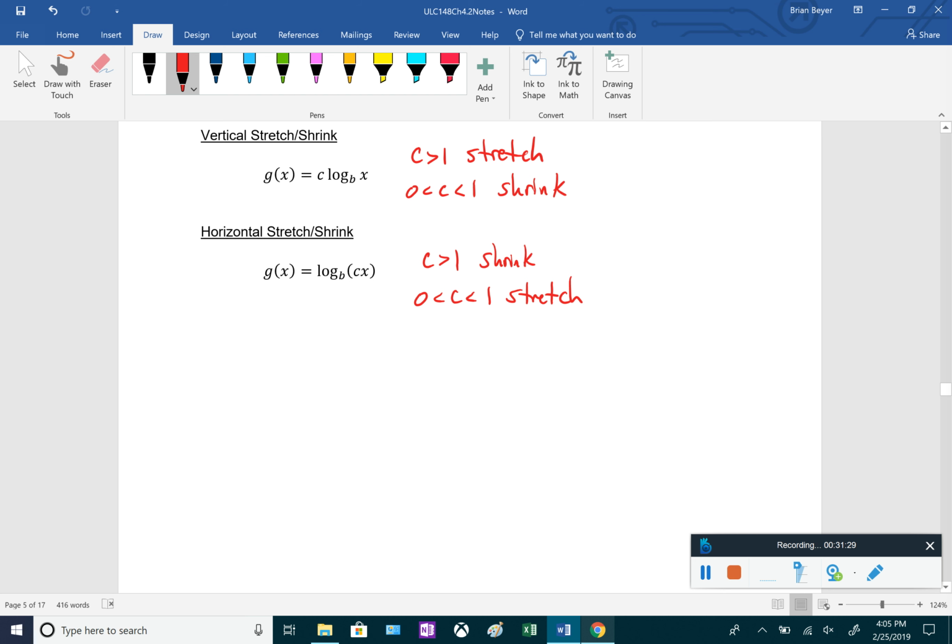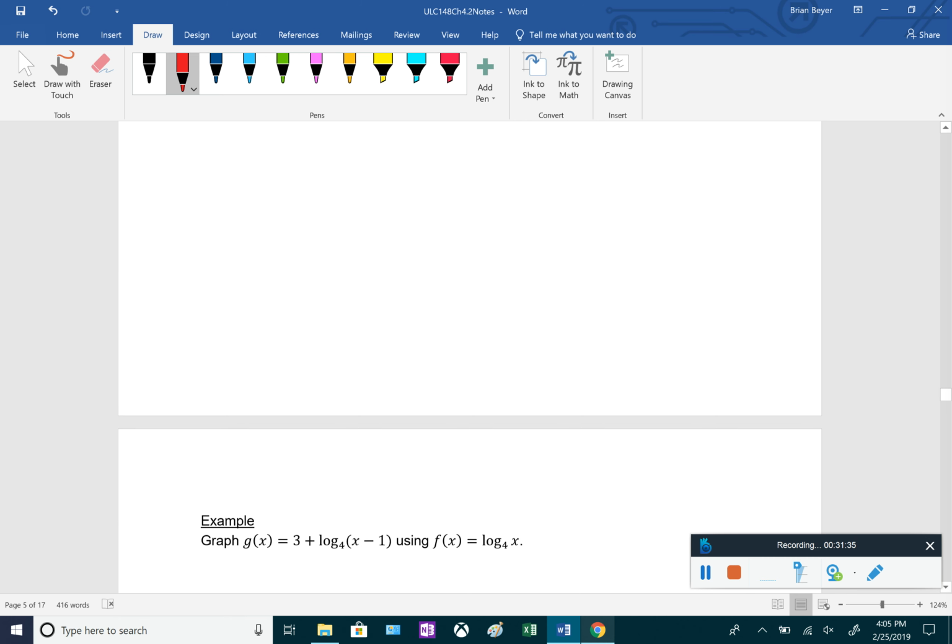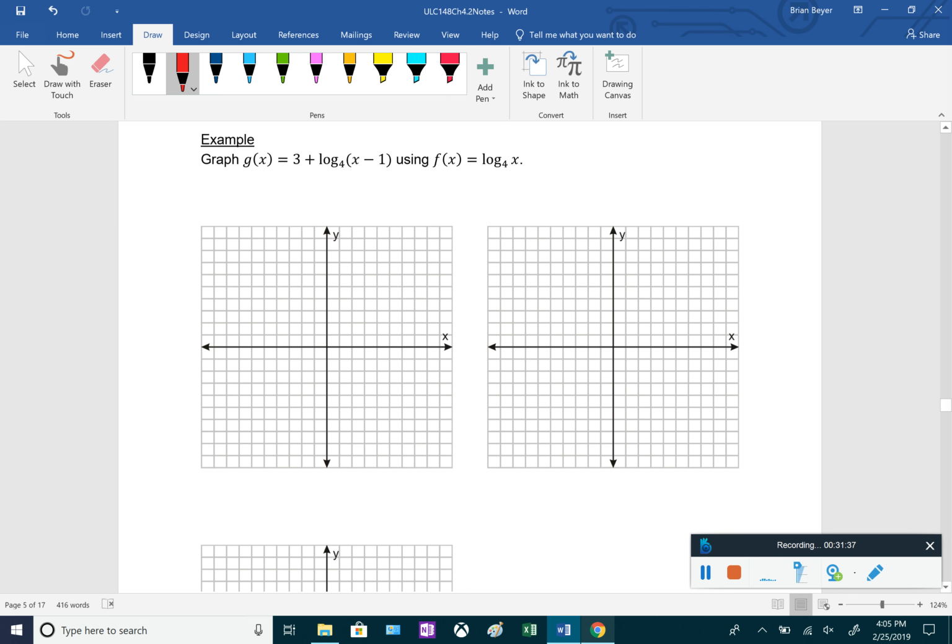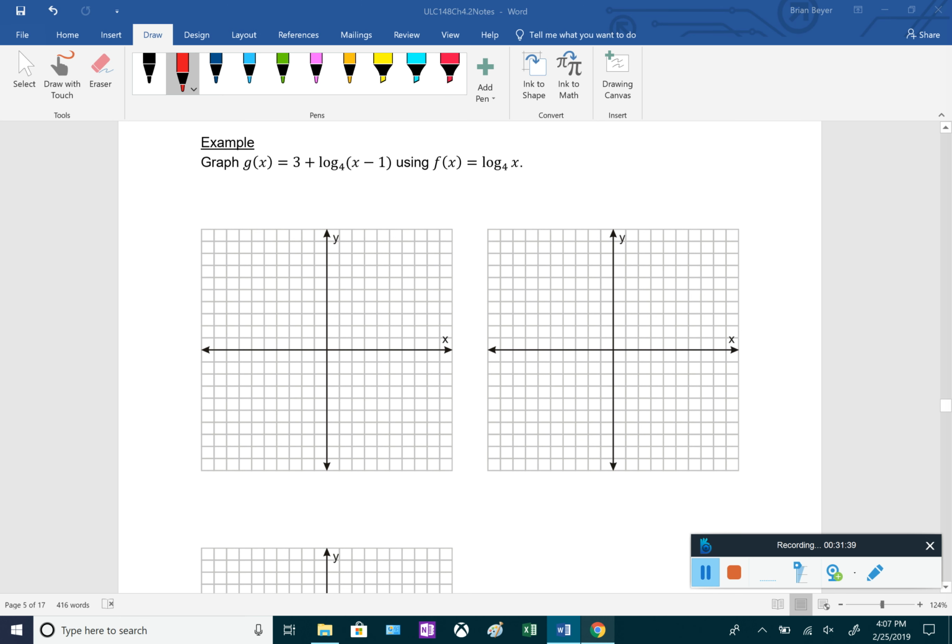So a shrink means it's moving towards the y-axis, a stretch means it's moving away from the y-axis. Let's do 2 examples of transformations. So we're going to graph g of x, which is 3 plus log base 4 of x minus 1, using f of x, which is log base 4 of x.